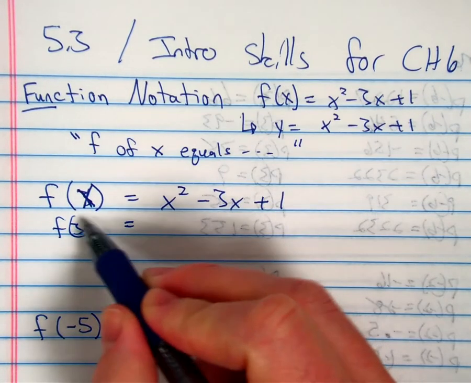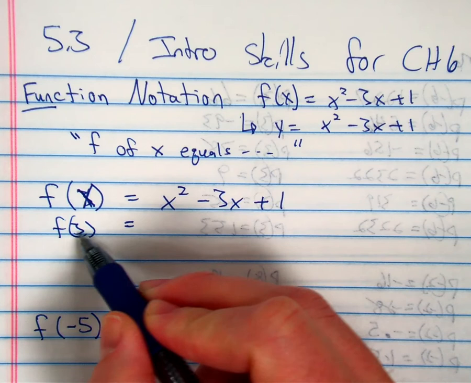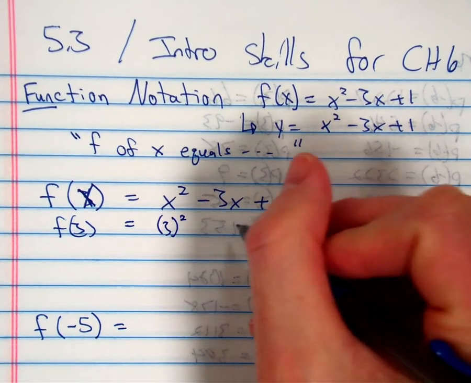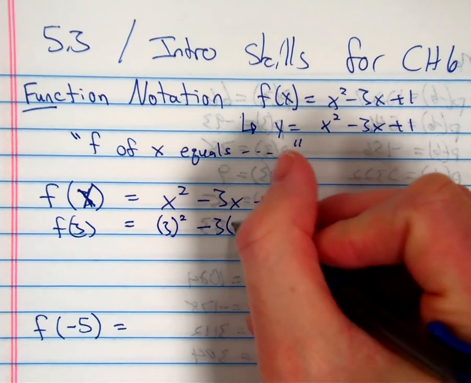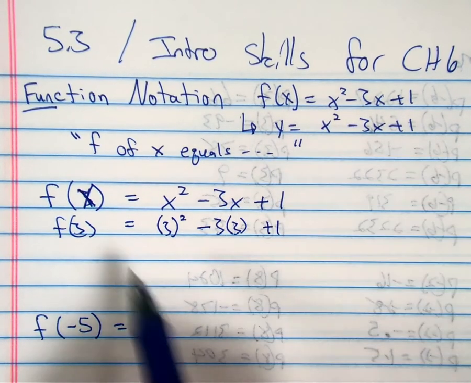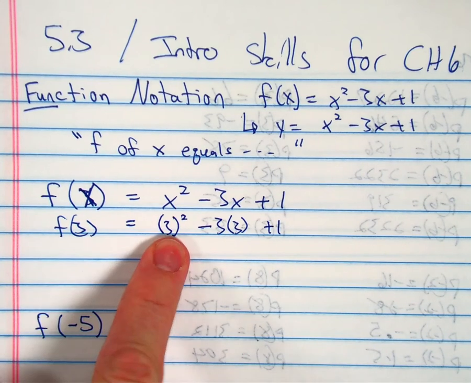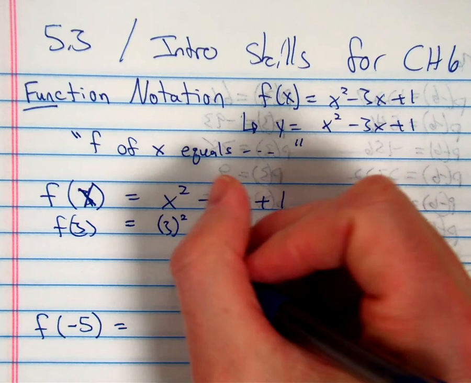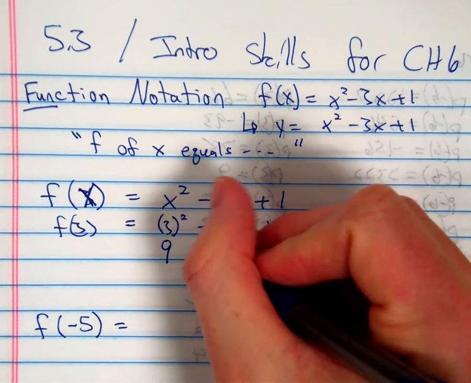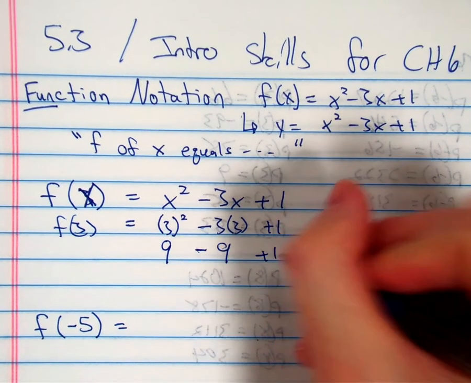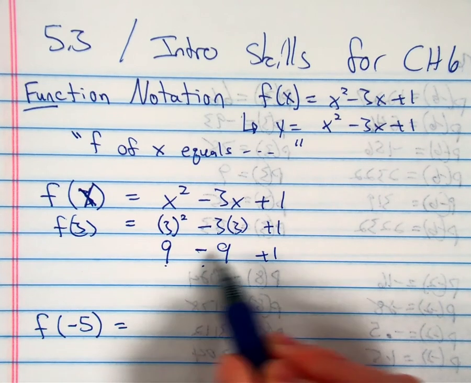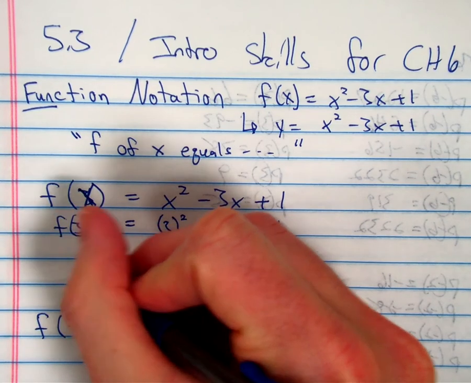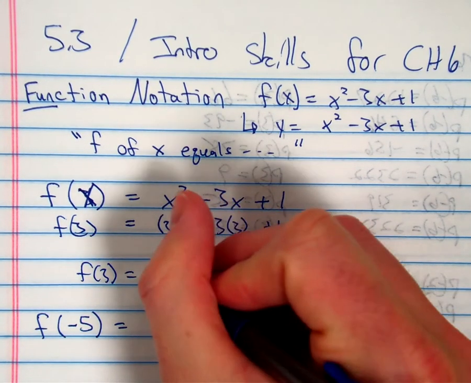Okay? And if it helps you to keep things straight to use parentheses just like that, you can do that. I don't always do it. I probably should do it more than what I do. So then it's pretty clear that I'm taking that 3 and I'm dropping it in where the x's were. Okay, so 3 squared I know is 9. Minus 3 times 3 is 9, plus 1. So 9 minus 9 is 0, plus 1 is 1. Okay, so f of 3 equals 1.